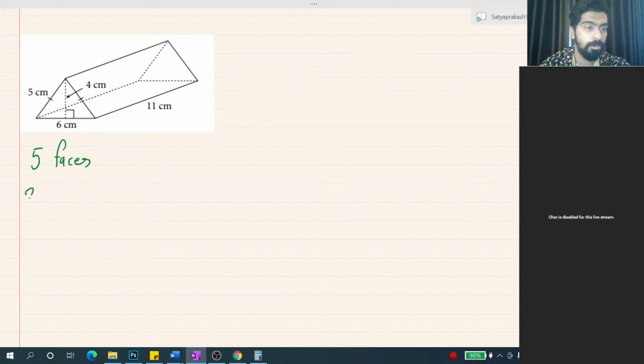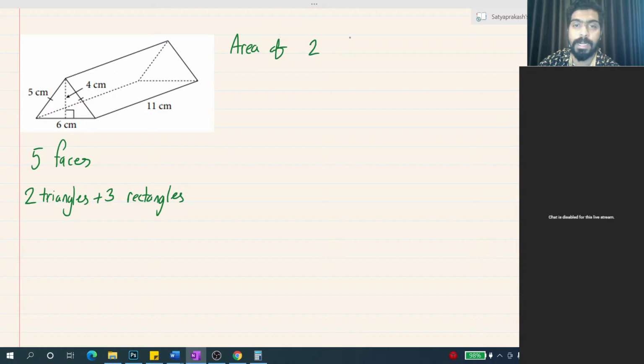So we have 2 triangles and 3 rectangles, okay? If we find the area of these 2 triangles and 3 rectangles and we add it up, we have got the total surface area. Alright, so let me start out by finding the area of 2 triangles, right?